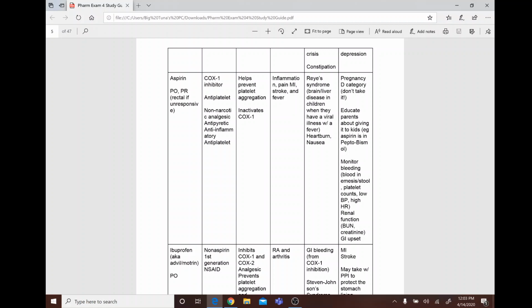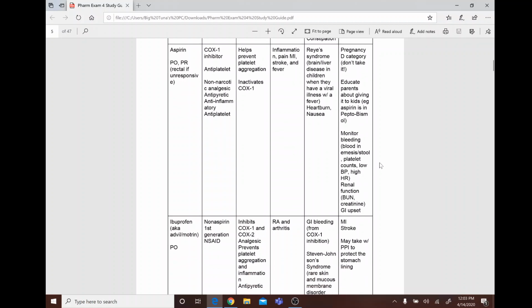All right, what do we know about aspirin when it comes to pregnancy? It's a pregnancy category D drug, so don't take it. What do you know about aspirin when it comes to kids? We got to educate their parents about aspirin because Pepto-Bismol contains aspirin. What are we going to monitor when someone is taking aspirin? So we'll monitor bleeding, so like blood and emesis in the stool, platelet counts, low blood pressure, high heart rate, and then the renal function, so BUN and creatinine, and GI upset.